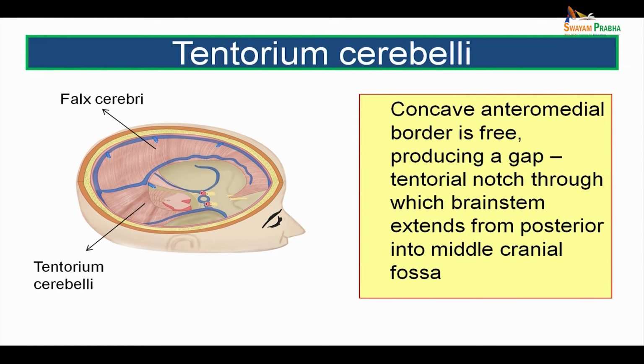The concave anteromedial border is free, producing a U-shaped gap which is called the tentorial notch, and it is through this tentorial notch that the brain stem extends from the posterior into the middle cranial fossa.